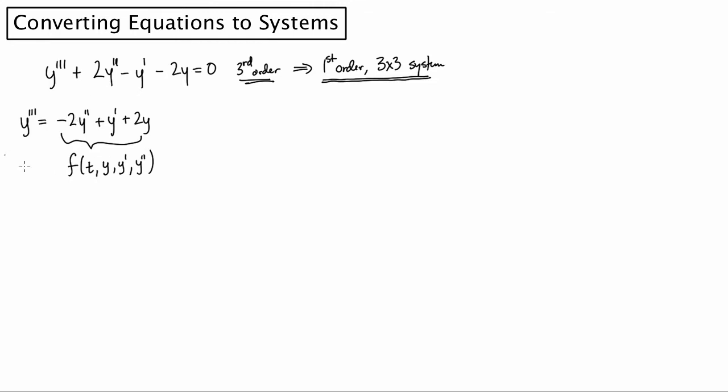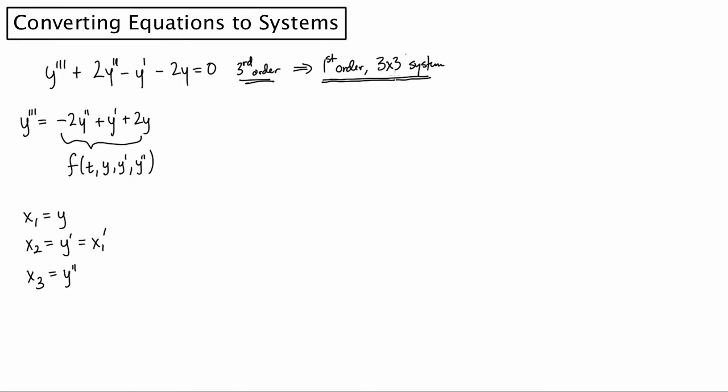As it's written as an equation, all three of those are happening at once. I can't track their independent contributions to the overall system. So to do that, I'm going to let x1 be y. I'm going to let x2 be y prime. And if x2 is y prime, then that makes it equal to x1 prime. Next, I'm going to let x3 be equal to y double prime.